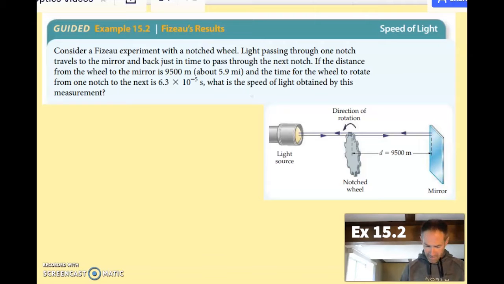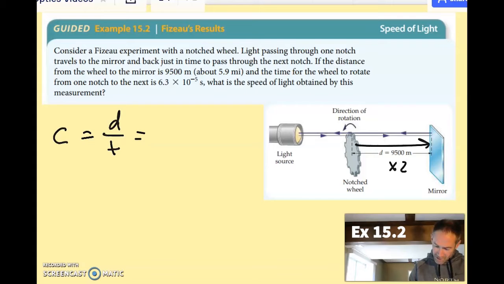So here they say that the mirror is 5.9 miles away, 9,500 meters away. And the time for the wheel to rotate from one notch to the next, 6.3 times 10 to the minus 5 seconds. And it says, what's the speed of light from this measurement? Well, speed of light is distance divided by time. And so I'm going to take 9,500. I'm going to take it times 2 because the light's going to go over and it's going to come back in that amount of time.